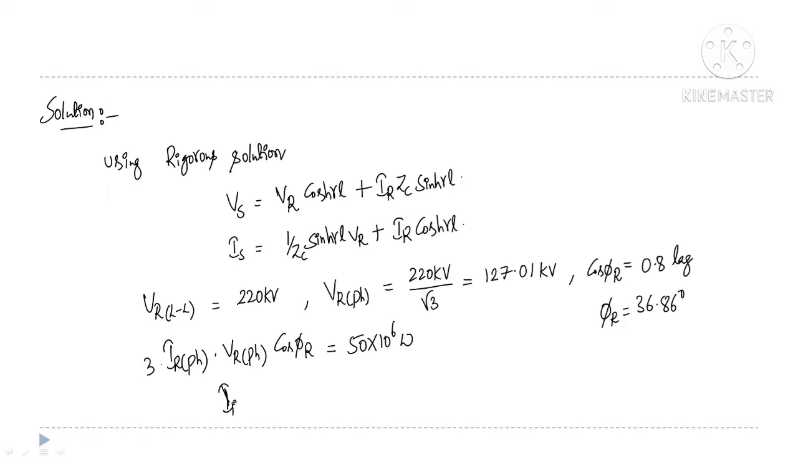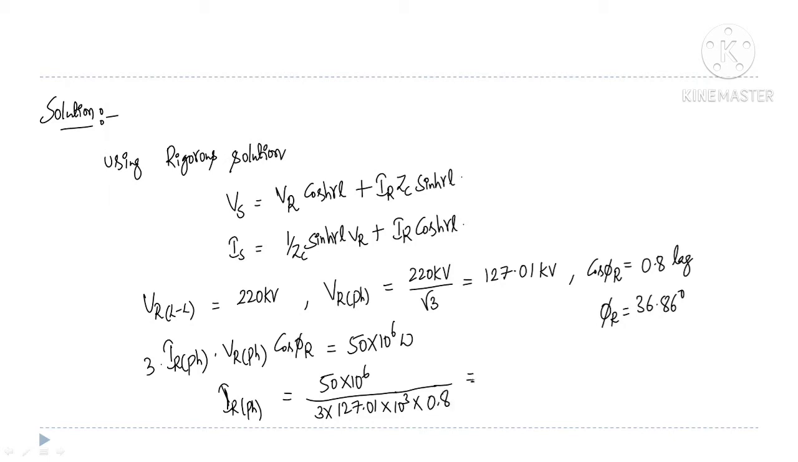Now, how can I find Ir phase? Actually, I need Ir phase, right? So Ir phase is equal to 50 into 10 power 6 divided by 3 into Vr phase, which we got as 127.01 kilovolts, that is 127.01 into 10 cube, multiplied with cos phi r. What is cos phi r? 0.8.